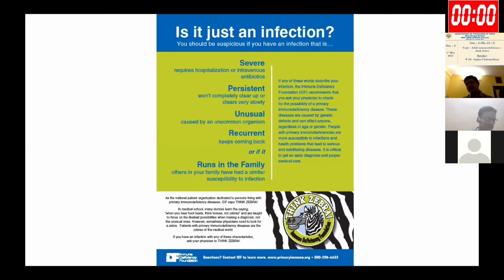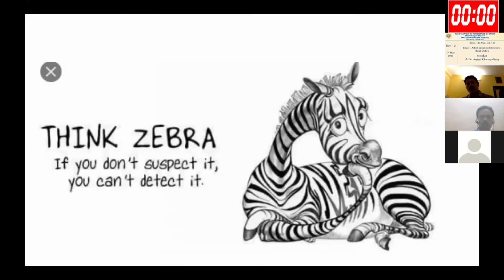If it is severe, persistent, unusual, recurrent, or runs in the family, think of primary immune deficiency. Think zebra. If you don't suspect, you cannot detect it.